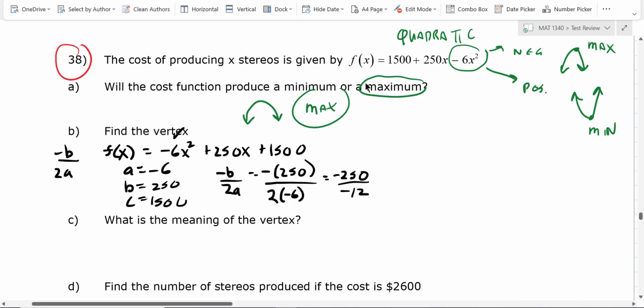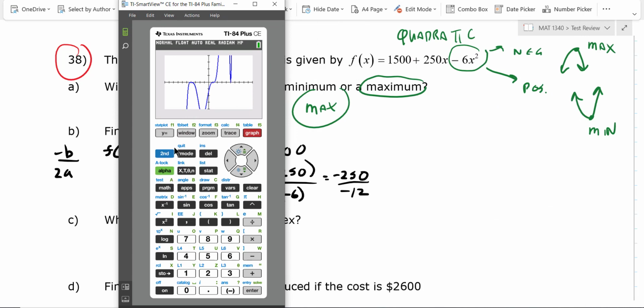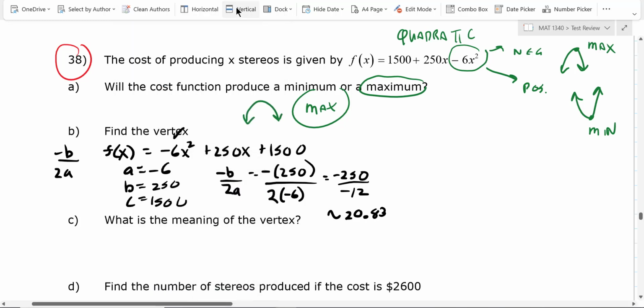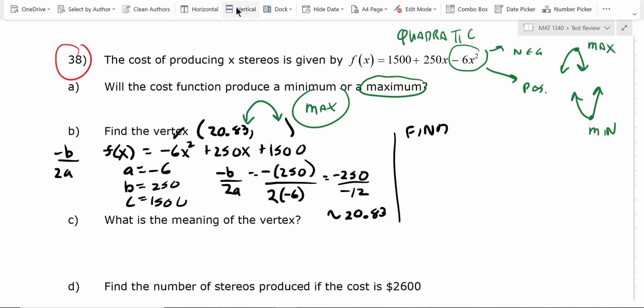If you get a decimal, I'm okay with just rounding off the decimal. It's hard to sometimes make these problems up so that they're whole numbers. So let's see, this would be a positive, so 250 divided by 12 would be about 20.83. I'll round it off to 2 decimals like that, okay? So remember, when we're getting a vertex, the vertex is going to have an x value and a y value. So the next thing I have to do is find the y value.